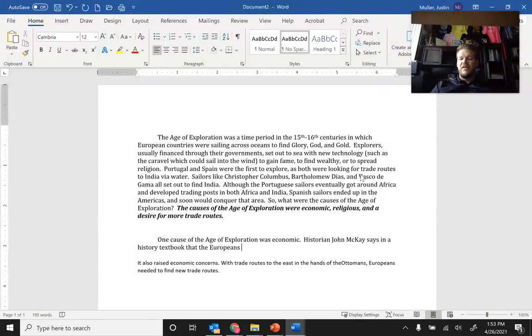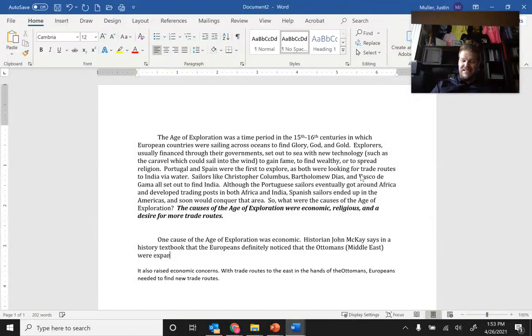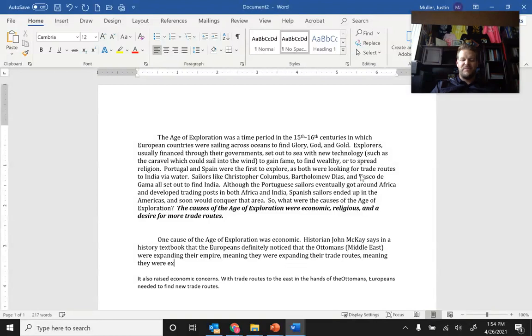Europeans definitely noticed that the Ottomans, I'm going to put Middle East, were expanding their empire, meaning they were expanding their trade routes, meaning they were expanding, I don't want to say their economics, but they were expanding their wealth. Okay, I'm going to change that to meaning their wealth was growing, right?